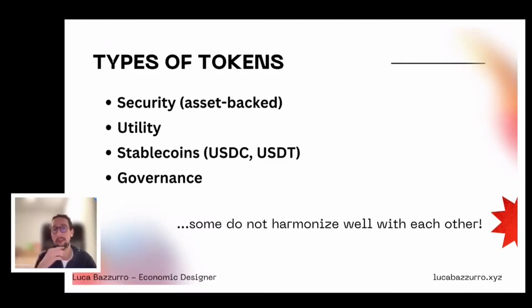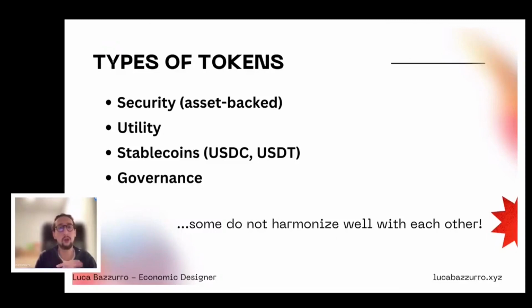The most important part here is that some of these do not harmonize well with each other. For instance, utility and governance usually go well together, because you can power a specific use case, and the utility token is supposed to be used by a user. You can give them a say in what's going to happen in the project if you want.